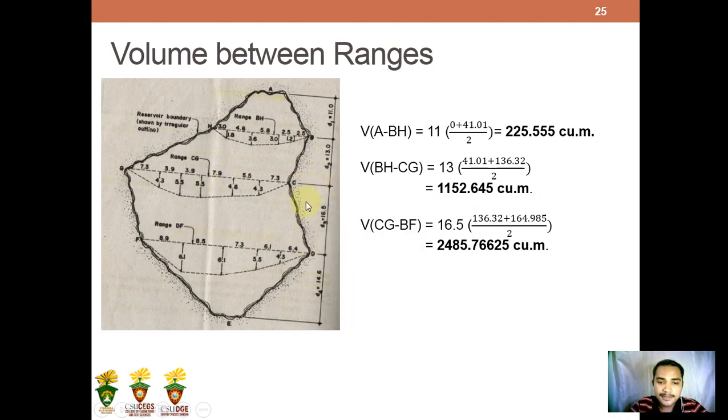So the distance between two range lines is 16.5 times the quantity of the area of the range line CG is 136.32, and the range line BF cross section is 164.985 divided by 2. That leads to the volume to be 2,485.76625 cubic meters. And lastly is for the partial volume between the range lines BF and E.